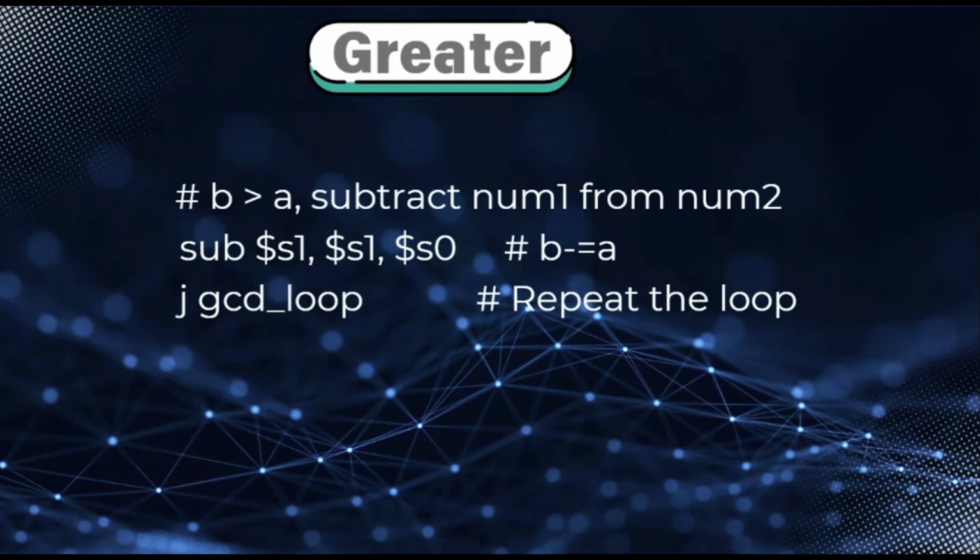So next, for the greater section, here we use the case where B is more than A. What will happen is we subtract number 1 from number 2, where here we use the registers S1 and S0, which means S1 is equal to S1 minus S0, which is actually B. If we convert into B and A, it's B minus equals A. Then the GCD loop will start looping again, and it goes on.